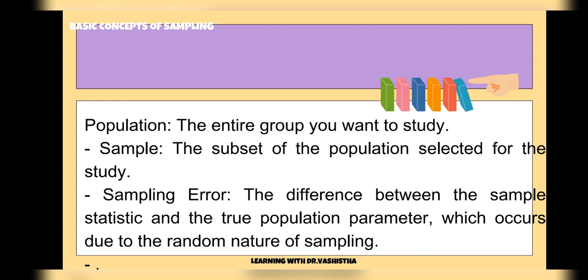So there are a few key elements and terms which are often used in sampling, like population, which is the entire group that we want to study, as I've been using this word very often. Then the sample, now we know that it is that subset or the group that we select to study out of that entire population. Sampling error is basically the difference between the sample statistic and the true population parameters, which occurs due to the random nature of sampling. So it's a form of error that arises due to certain reasons that makes the observation deviate from the original.